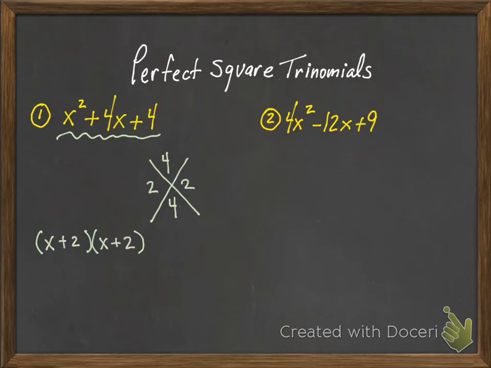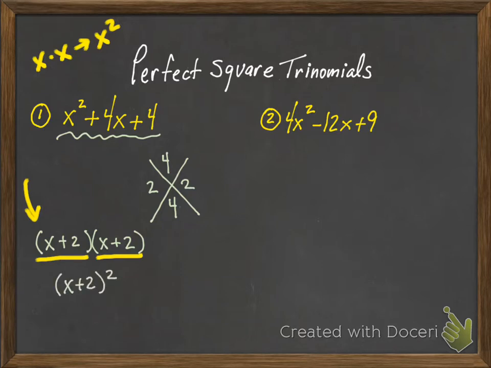Now, when we have a perfect square trinomial, this means that each one of these binomials is the same. Just like, for example, and I'm going to write in the upper left-hand corner here, if we had x times x, that would give us x squared. So if we have x plus 2 times x plus 2, at the end of the day we're going to have x plus 2 squared. And this is the way that we want to leave our answer.